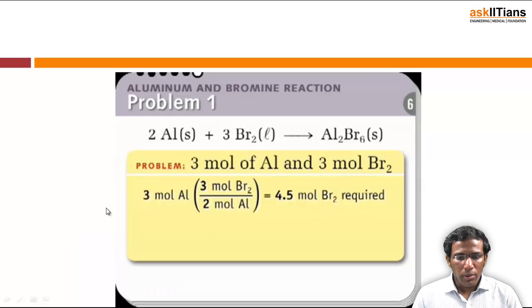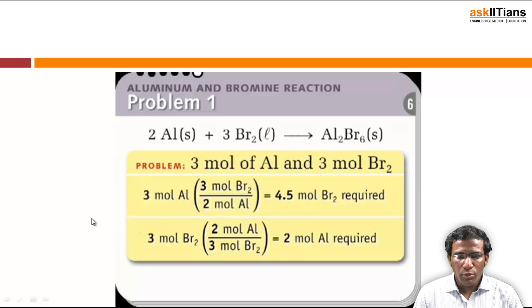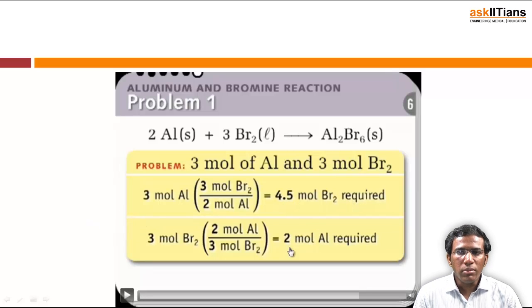This problem you can also see in another way: 3 moles of bromine requires 2 moles of aluminum. That means 1 mole of bromine requires 2/3 moles of aluminum, but we have taken 3 moles of bromine. So 1 mole requires 2/3 moles, then 3 moles will obviously require 3 times 2/3, that is 2 moles of aluminum in the second case. So here this much is the amount of bromine required, and here this much is the amount of aluminum required. You can use both these things to find out which is the limiting reagent.